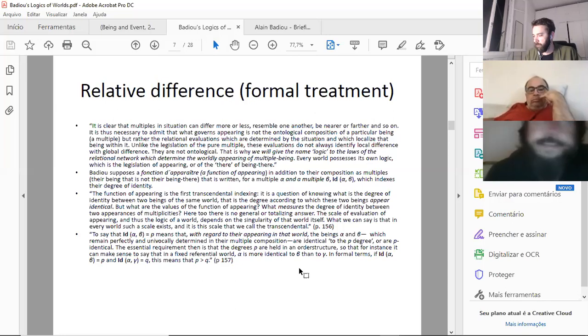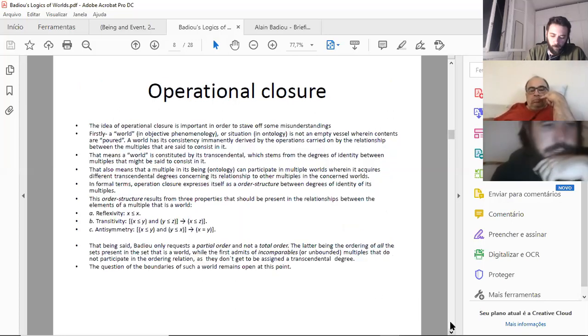that must be there, and actually it is constitutive of the world. It's not something that is in the world besides other stuff. I think a world is a world to the extent that there is an order structure that is given by a transcendental. At least this is my reading. I would phrase it like this: a world is a world to the extent that there is an order structure. I don't know if you guys disagree with this formulation. So this gives an operational closure. A partial order structure.